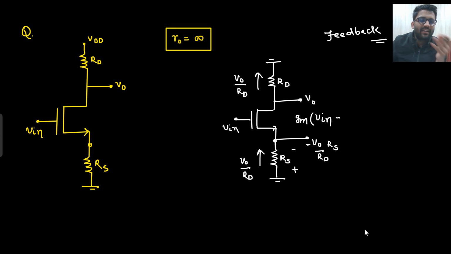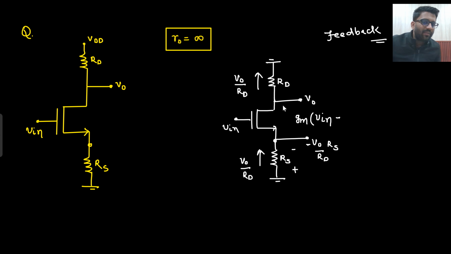They never understand why there is voltage sampling and why there is voltage mixing. So why is there voltage sampling? Because of V naught by Rd, the same current is flowing through Rs as well. So how much is the voltage drop across Rs? That is V naught by Rd into Rs. That means the voltage drop will be minus V naught by Rd into Rs.